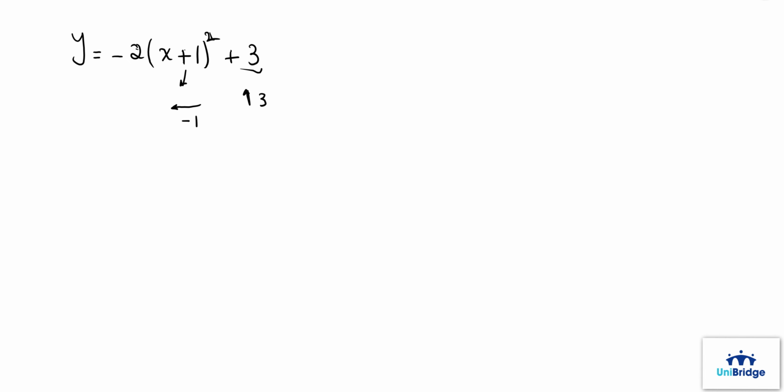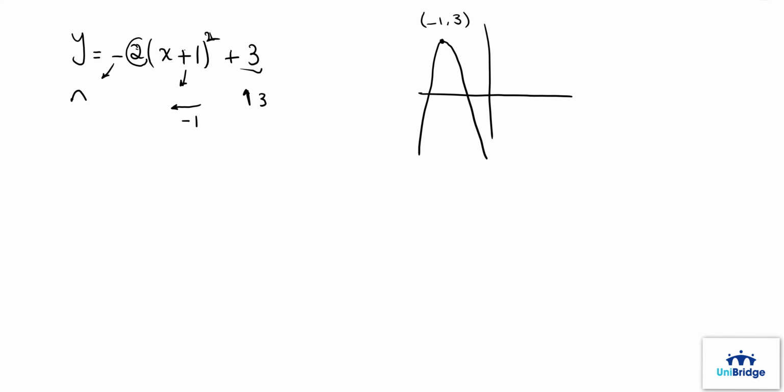The negative means that it's looking down. And the 2, when you multiply by a number greater than 1, means that it's going to be narrower. So all of this combines to a shape that would look like this. It moves to the left by 1, it goes up by 3, so negative 1 and 3 here. It's going to look down, and it's going to go down fast because you have a number here that is greater than 1, so the parabola becomes narrower.